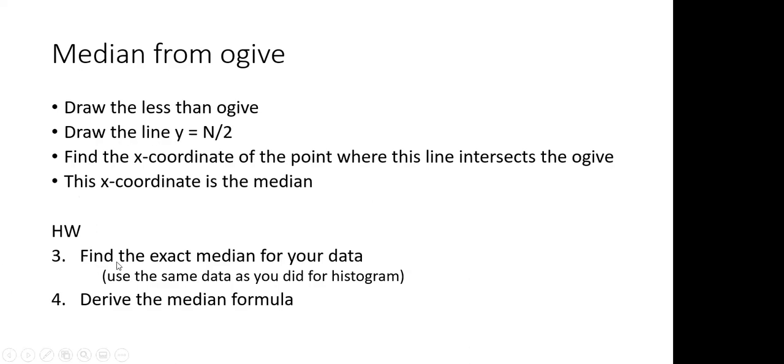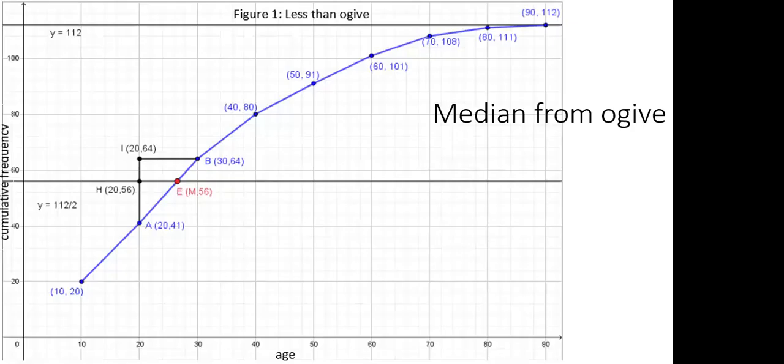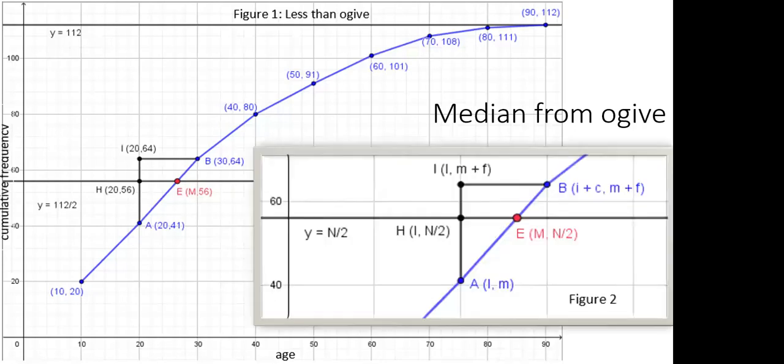Okay, now to derive the formula, what I want you to do is focus on the triangles that you see. There are two triangles, right? What kind of triangles are these essentially? And how are these two triangles related?